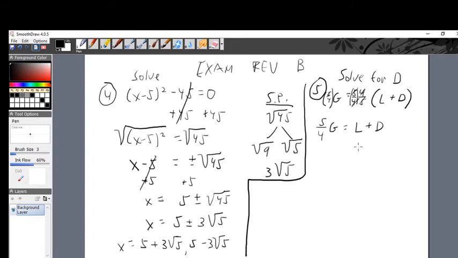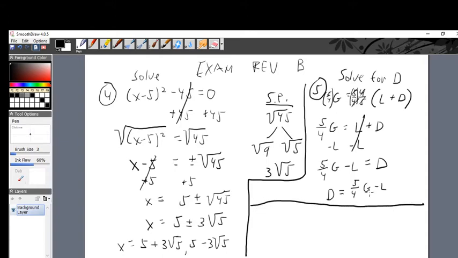What do I need? I need D, so get rid of the L. Minus L left, minus L right. I have 5/4 G minus L, this is gone, equals D. I essentially have the answer. On the answer sheet, you're not going to read it from right to left. You're going to go from left to right. So on the answer sheet, it will probably look like this. Just switch places. D equals 5/4 G minus L, and that pretty much should be on the answer sheet. This problem is over. What could happen to you is that they could put minus L first and then plus 5/4 G, but I doubt it.